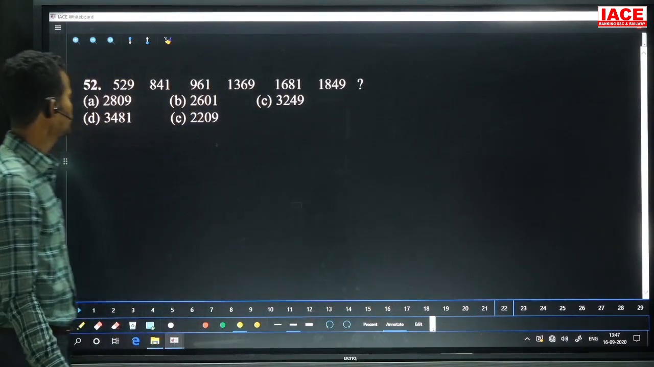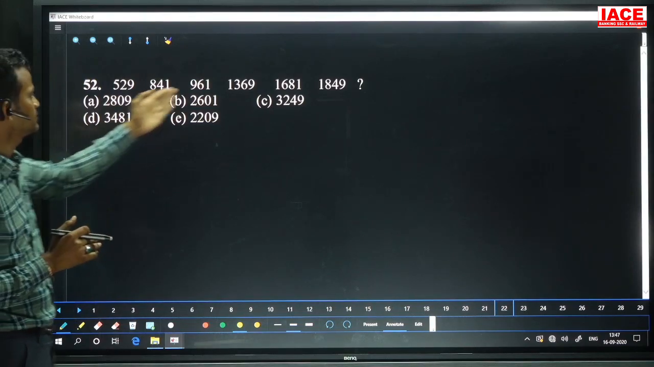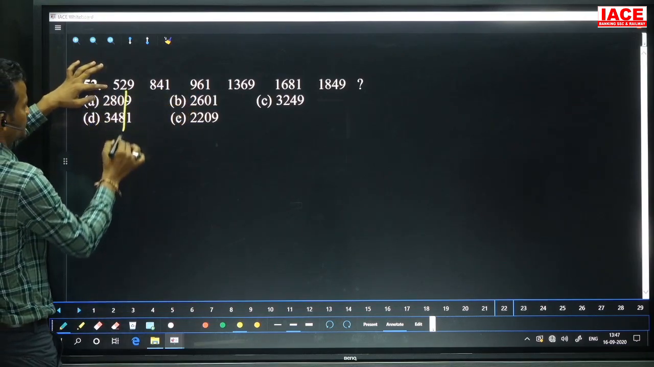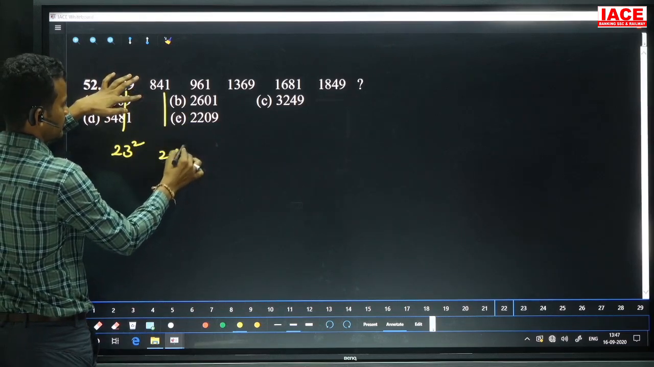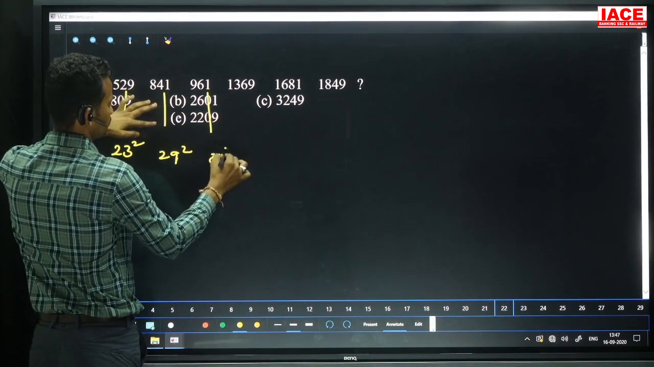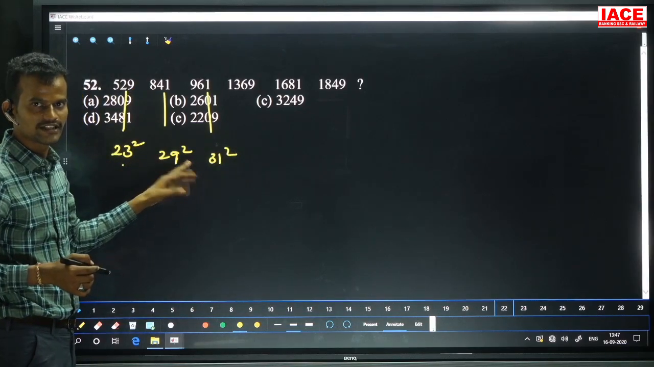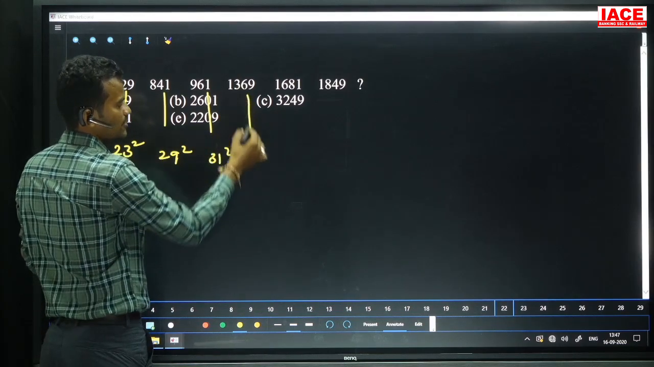What is the next question, sir? 529, 841, 961. When you see this, we clearly observe that all are squares. So this is which square, sir? 23 square. This is 29 square. This is 31 square. If you clearly observe the pattern, 23, 29, 31, these are consecutive prime numbers. So how much will this become?